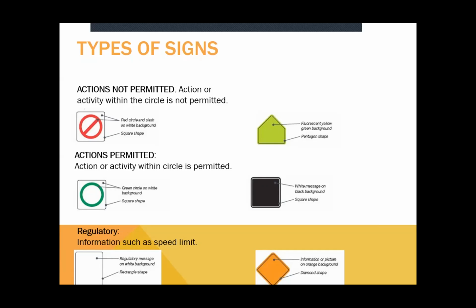So the next one is the regulatory sign. Right now it's just white, but you'll never see just a plain white one. You'll see something in it. Usually those are speed signs that show you the speed limit within that area. And we'll go into more detail of different speed limits and in what areas.